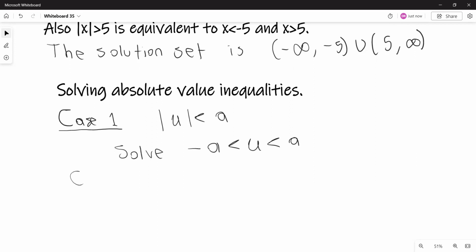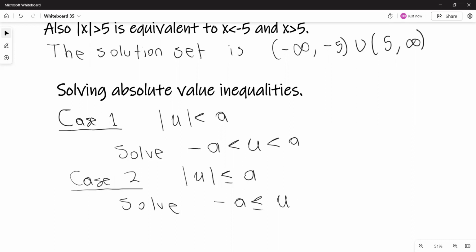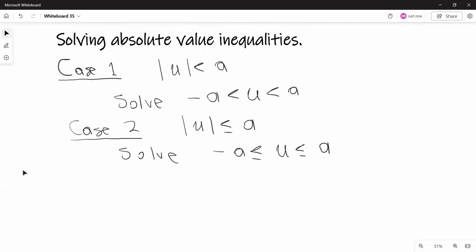In the second case, it's going to be very similar, except that you have the possibility of equality. So you're going to solve the 3-part inequality, the opposite of a less than or equal to u less than or equal to a. Case number 3.